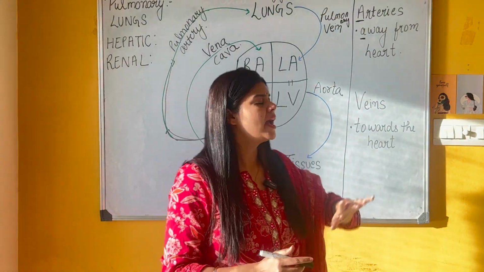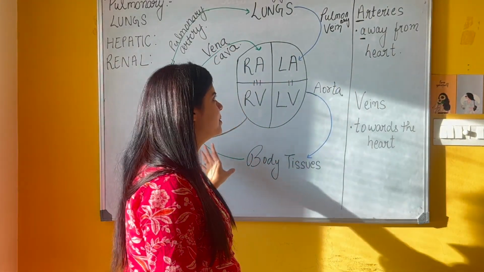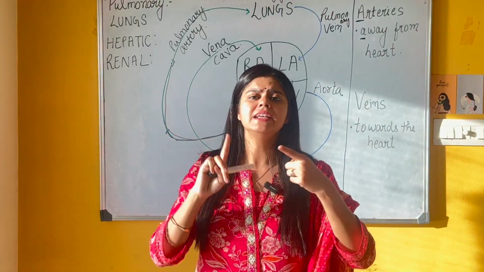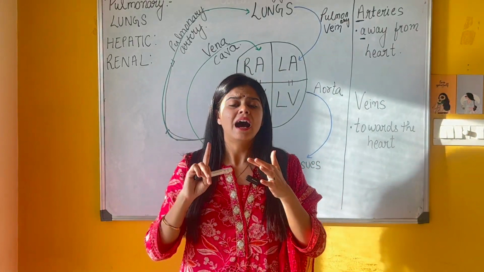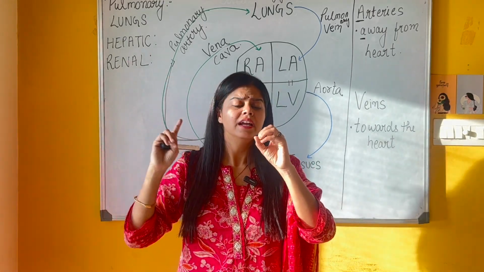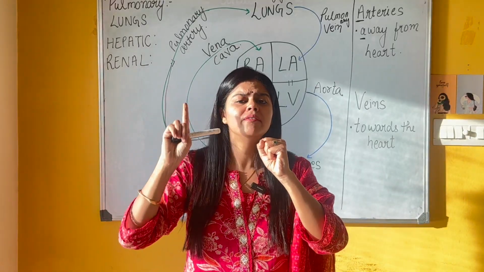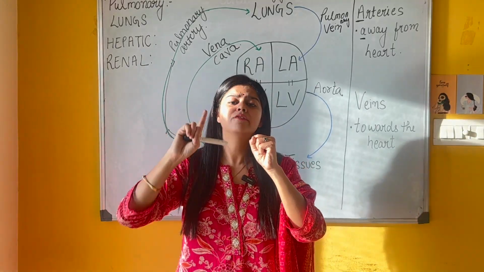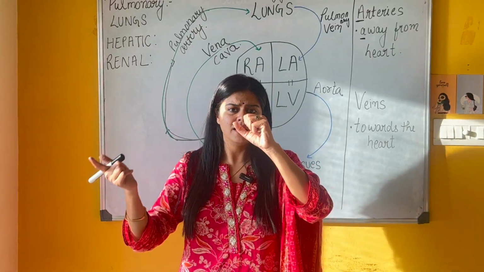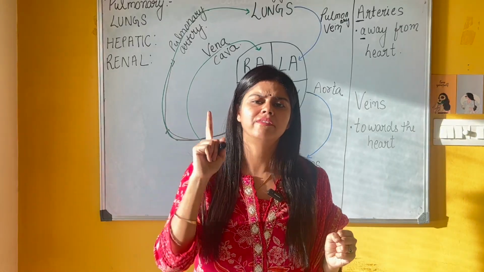I will repeat everything. Be very attentive. This is a very important part of this chapter. So there are three types of blood vessels in your body: arteries, veins and capillaries. Arteries always carry blood away from the heart. If a blood vessel is going away from the heart, it will always be an artery. A for away, A for artery. If a blood vessel is coming towards the heart, it will always be a vein.